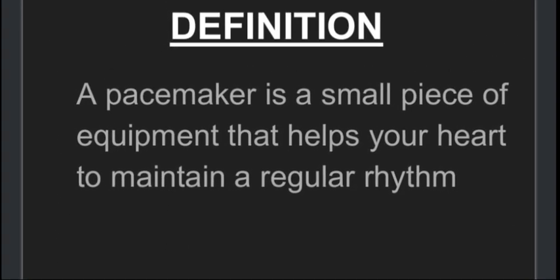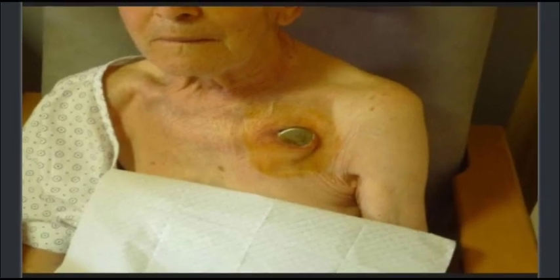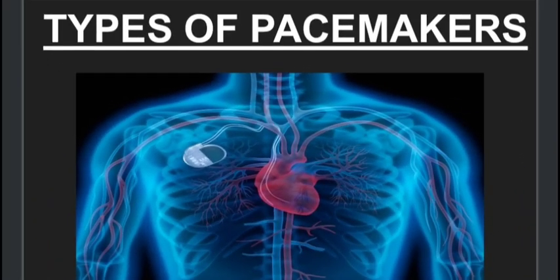So what do you mean by a pacemaker? A pacemaker is a small piece of equipment that helps your heart to maintain a regular rhythm. In other ways, a pacemaker is a small device used to treat some arrhythmias. Arrhythmias means irregular heartbeat. This is the image of the patient with pacemaker. Please look after it. Now let's move on to the types of pacemakers.